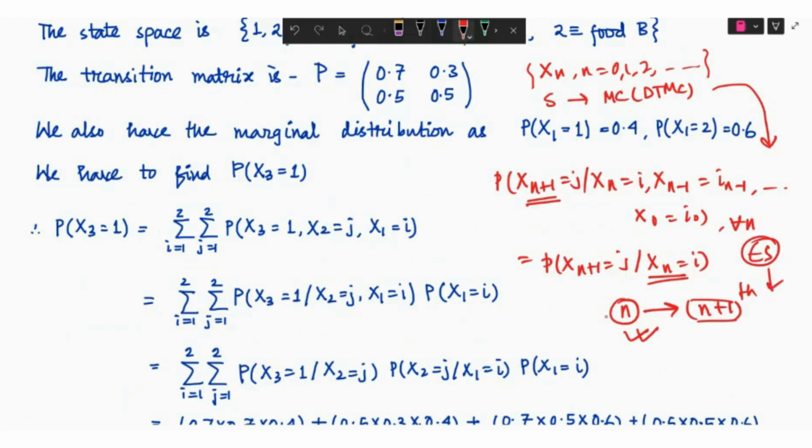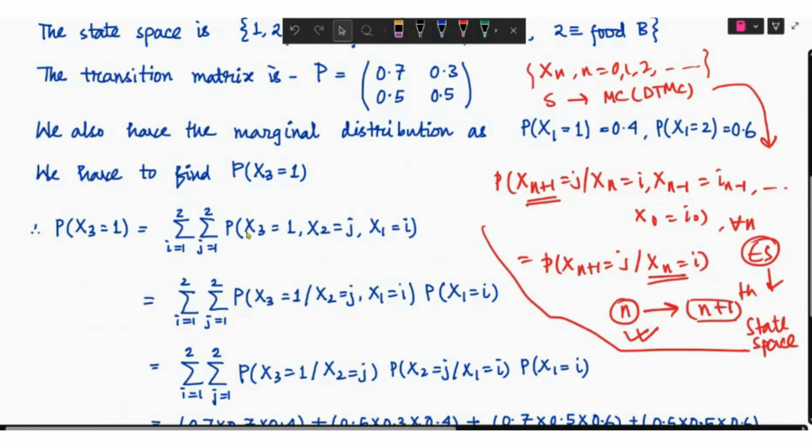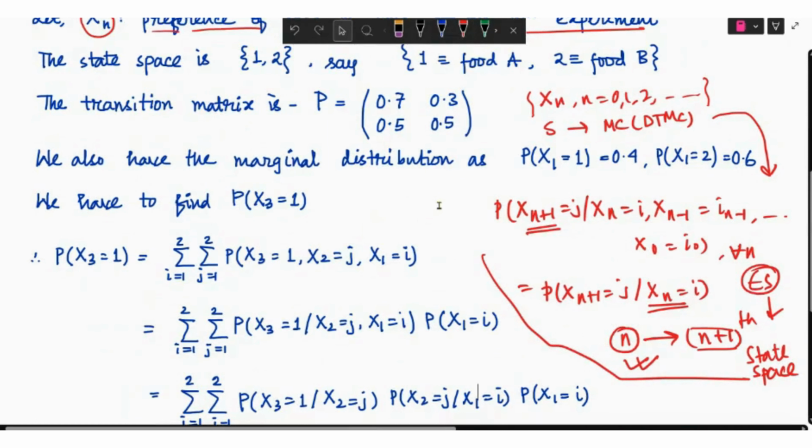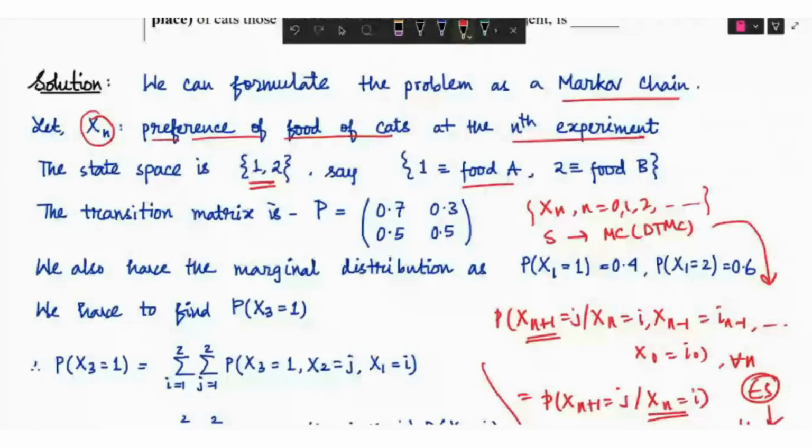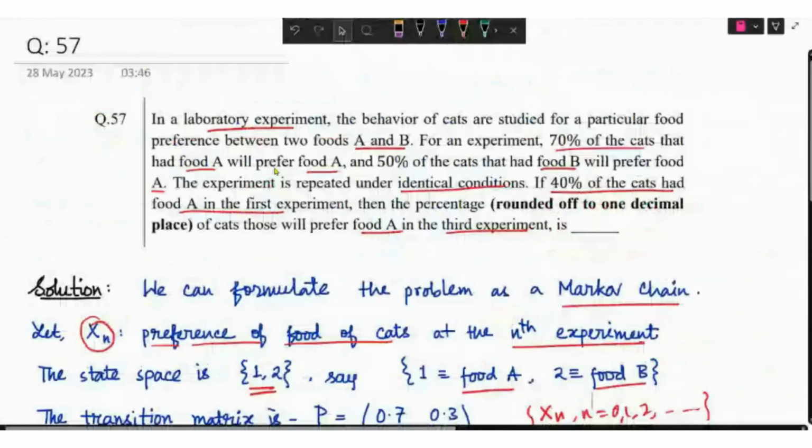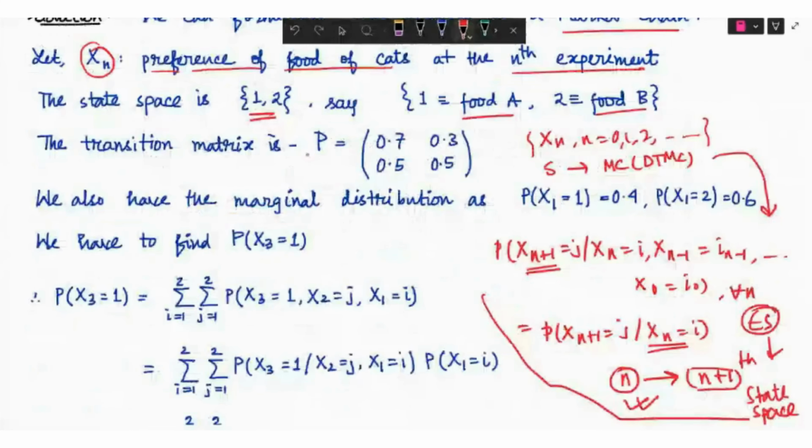So this is basically a brief idea about the Markov chain. Now say 1 is considered for food A and 2 is considered for food B. So the transition matrix is given by 0.7, 0.3, 0.5, 0.5.